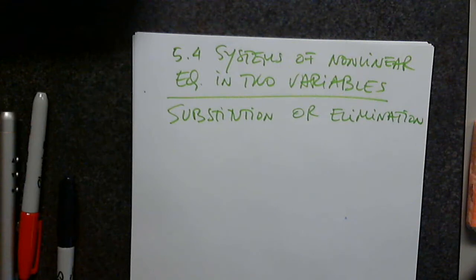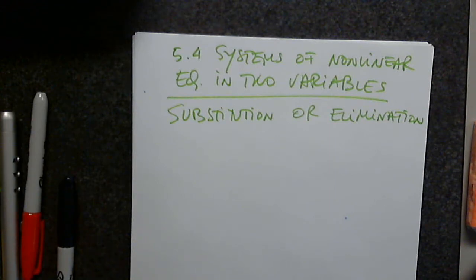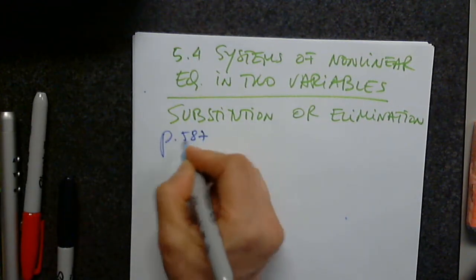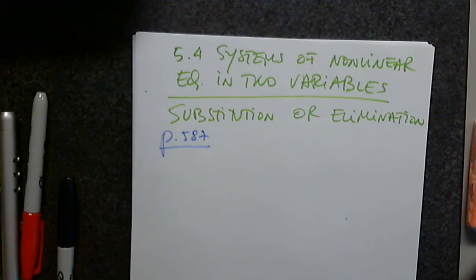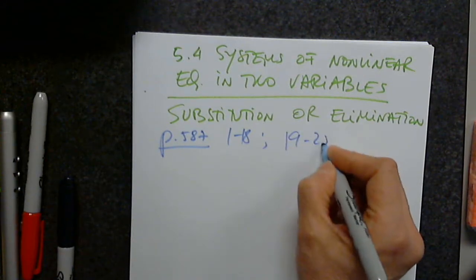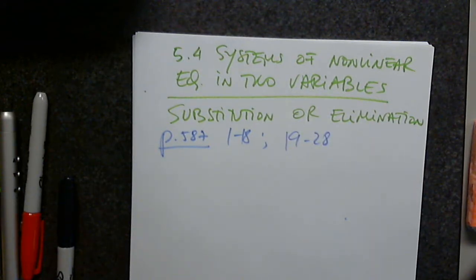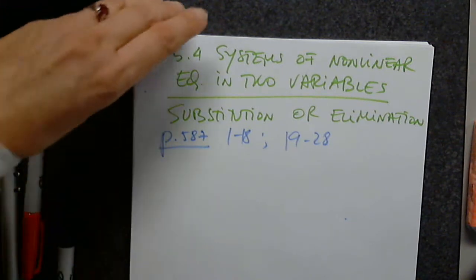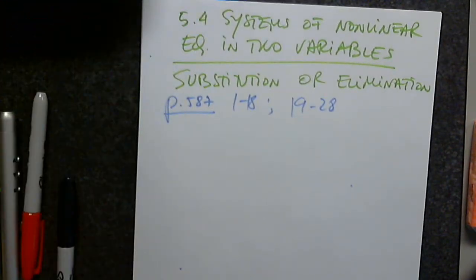Very similar to what we had with 2 by 2. Of course, they're nonlinear, so obviously they're a little bit more difficult than the previous ones. On page 587, I would like us to choose a problem from 1 through 18. If you don't want to choose, I will. And a problem from 19 through 28. So we can practice solving systems of nonlinear equations in two variables.